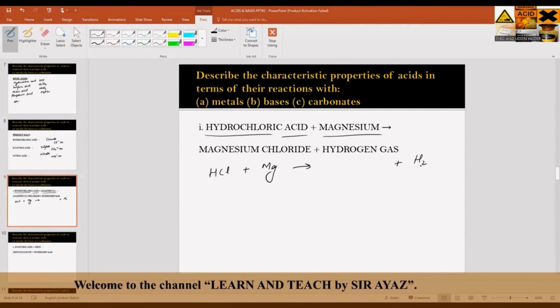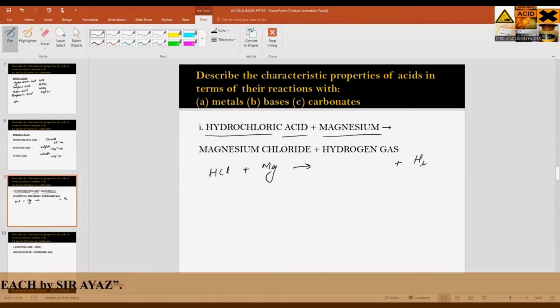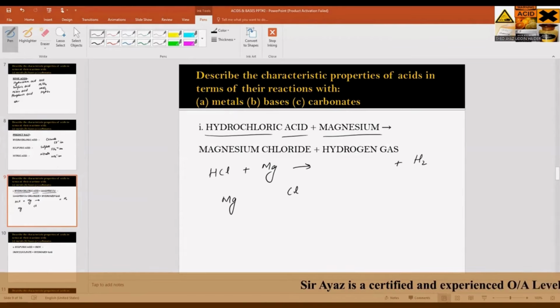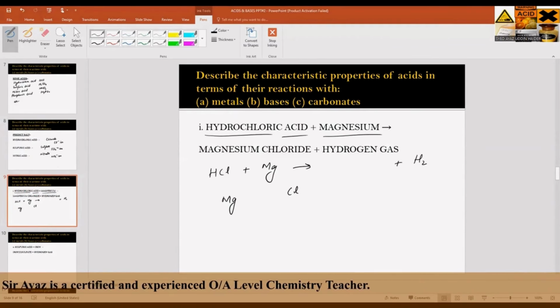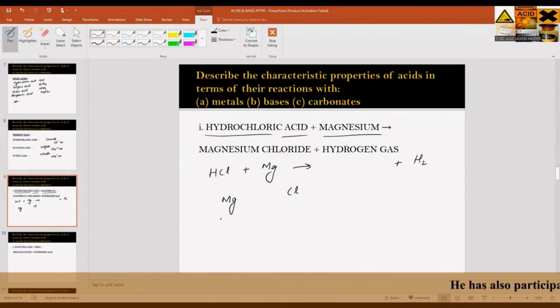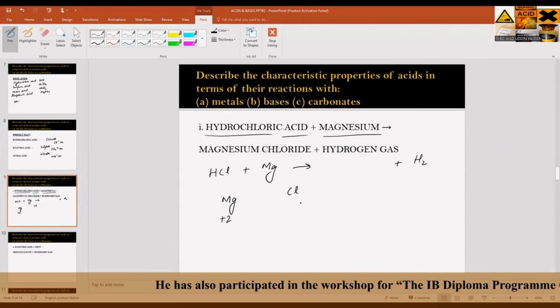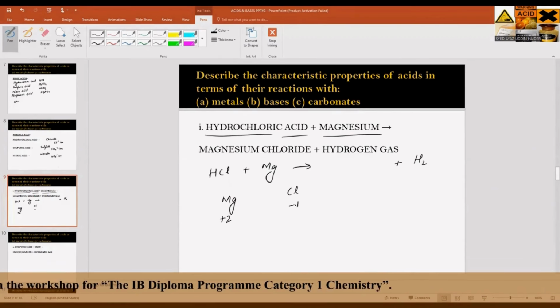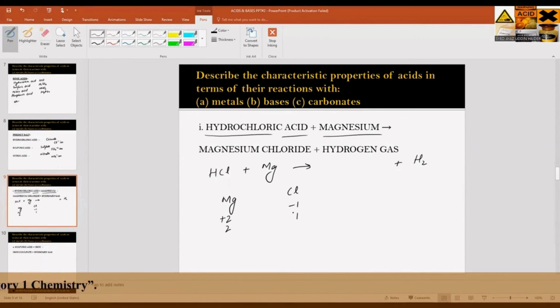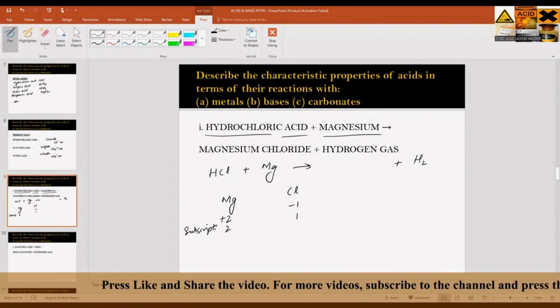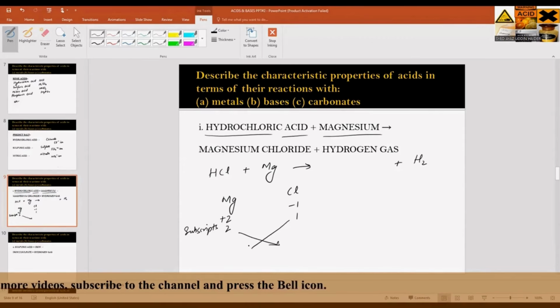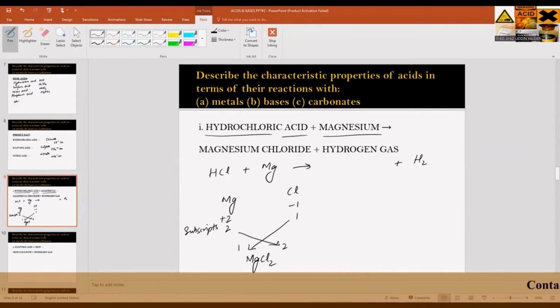In order to predict the formula of the salt produced between magnesium and chlorine, you have to consider the valency or the group number for these elements. Magnesium is present in group 2, so it must contain a +2 charge. Chlorine is present in group 7, so it must contain -1. Ignore their charges. Now these numbers will become subscripts, and these subscripts will be exchanged like this. And you will get MgCl2.